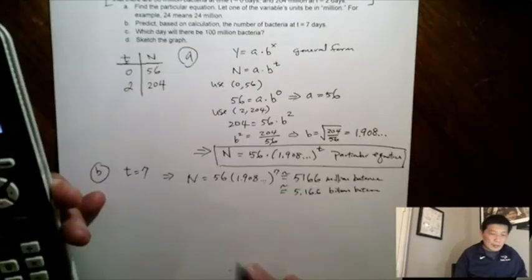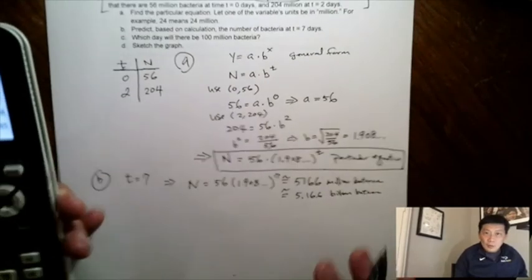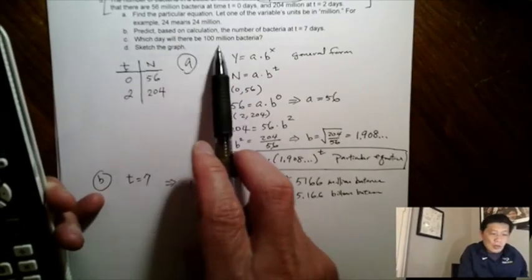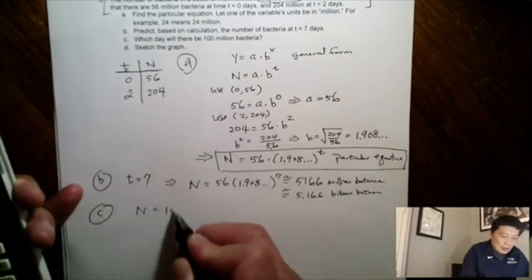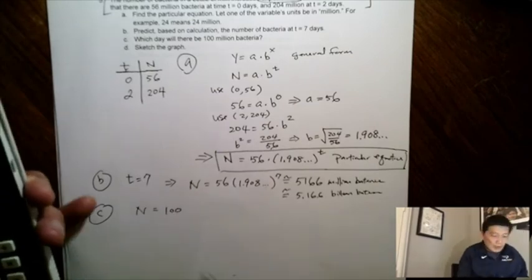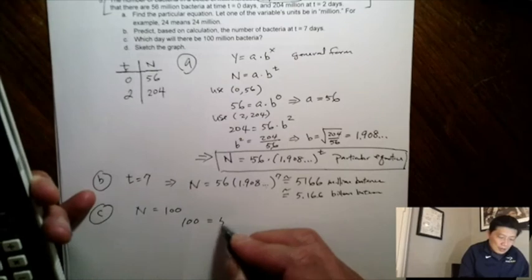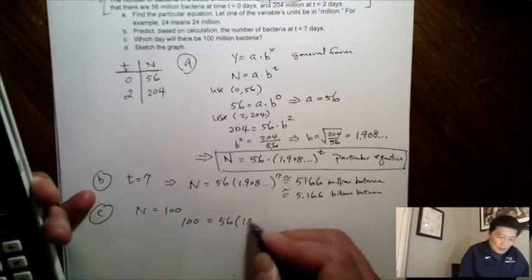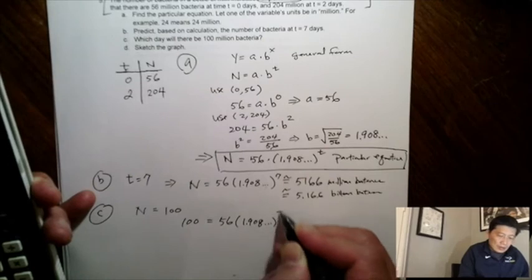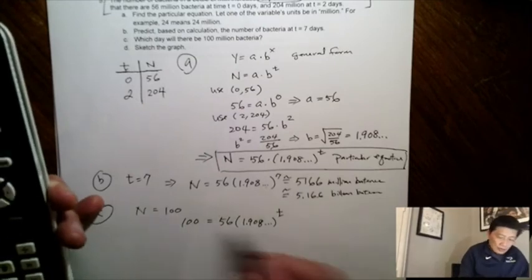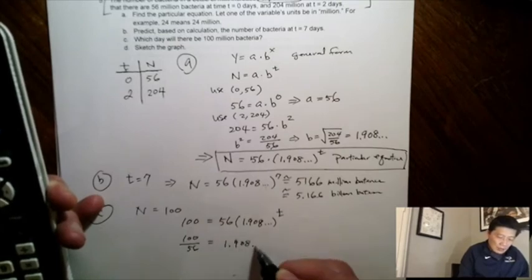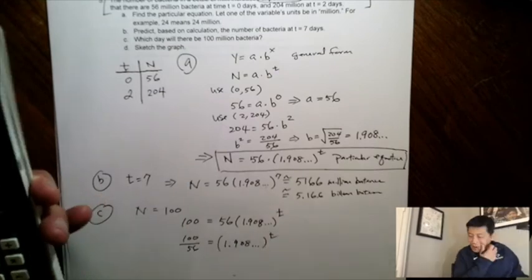So part C says, which day would there be 100 million bacteria? So that means part C is saying n is equal to 100 million, so 100. So I will have to put 100 for n, 56 times 1.908... to the t power, and I'm actually solving for t. So in this case, I can divide both sides by 56. I end up with 100 divided by 56 is equal to 1.908... to the t power.